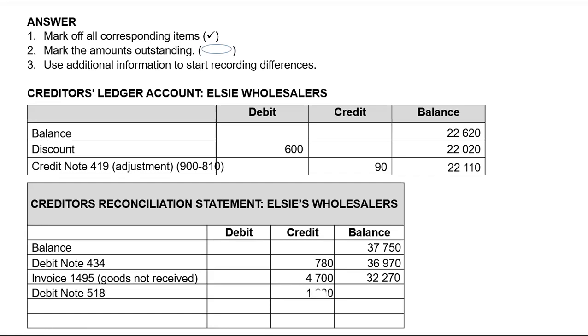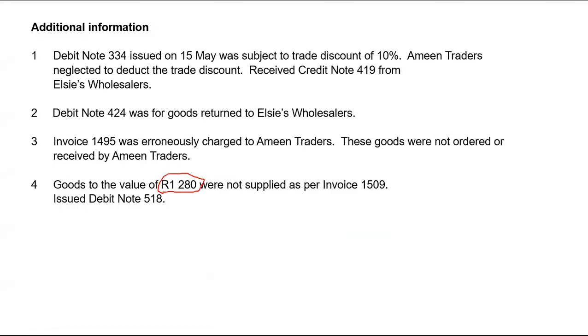So we're going to have debit 518 credit. They need to credit our account by that 1,280. Now we're going to owe them 30,990. You got it? All right. And then obviously the statement ended, guys. And this is the end of additional information.